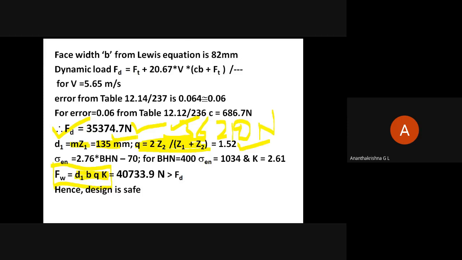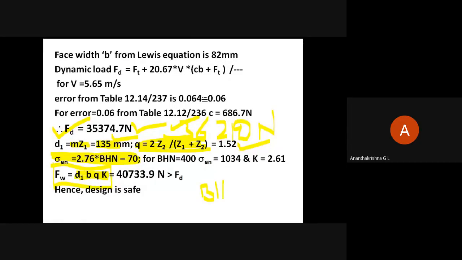Then we'll go for K value. Yes, sir. Correct. Those two are correct, no? Others, please now concentrate. Don't do anything as of now. We have got endurance strength being given by 2.76 BHN minus 70. This is the equation that we have taken for endurance strength. Are you all there? I hope.